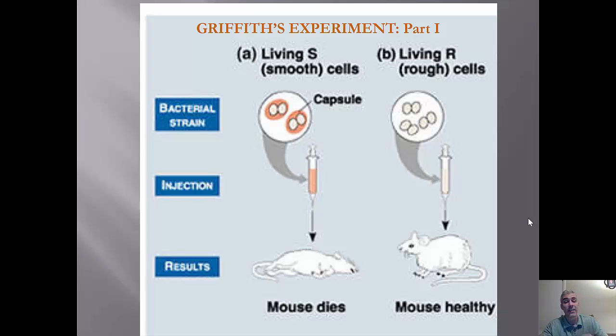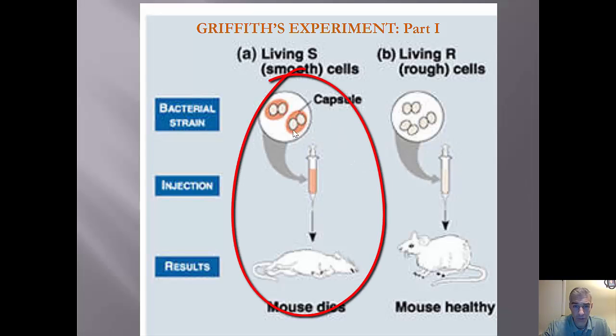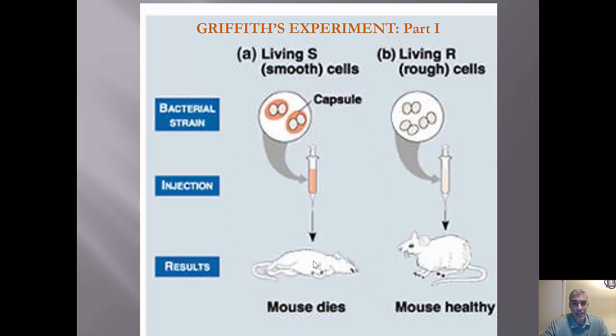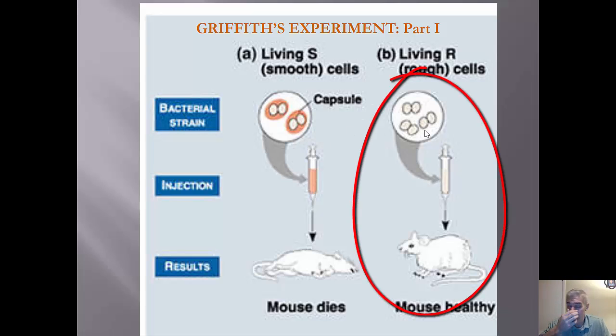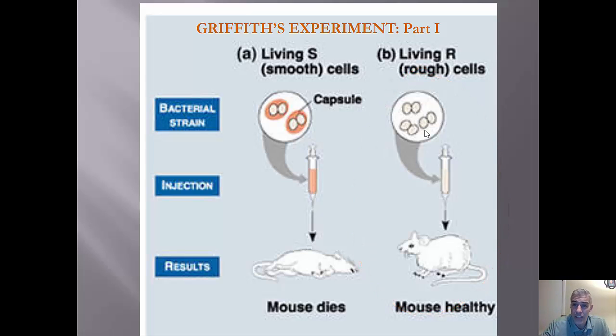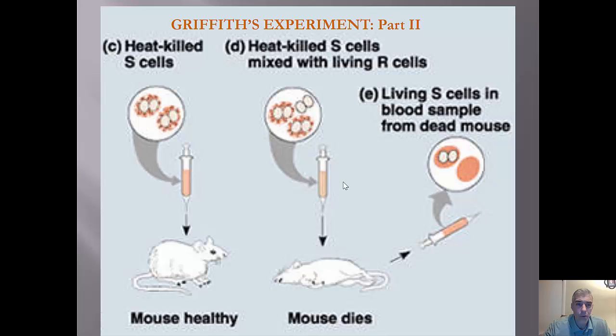So what Griffith did, very simple, he took dangerous bacteria, which are the ones with the capsules on the outside, that's what causes it to form biofilms, and he injected that into a mouse, and that killed the mouse. And that makes sense, right? Because the smooth cells are the dangerous ones, okay? He then took ones that were not dangerous, the rough cells or the avirulent ones, and he injected them into a mouse, and the mouse was fine. It survived because it wasn't injected with a dangerous bacteria. That all makes sense. But what was interesting now is this next thing that he did.